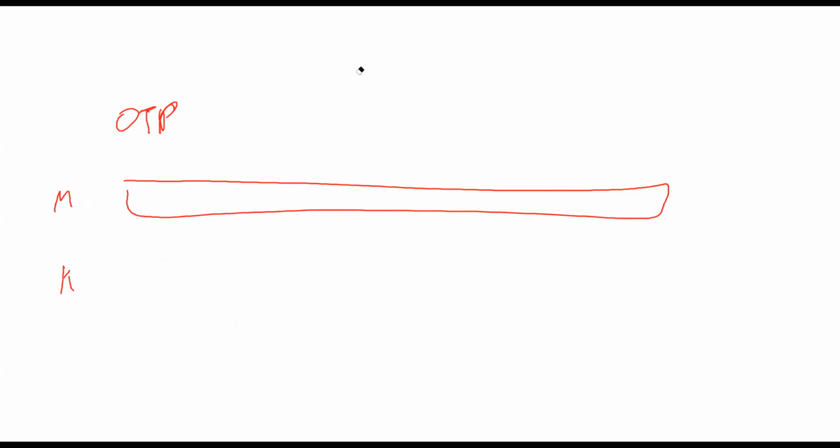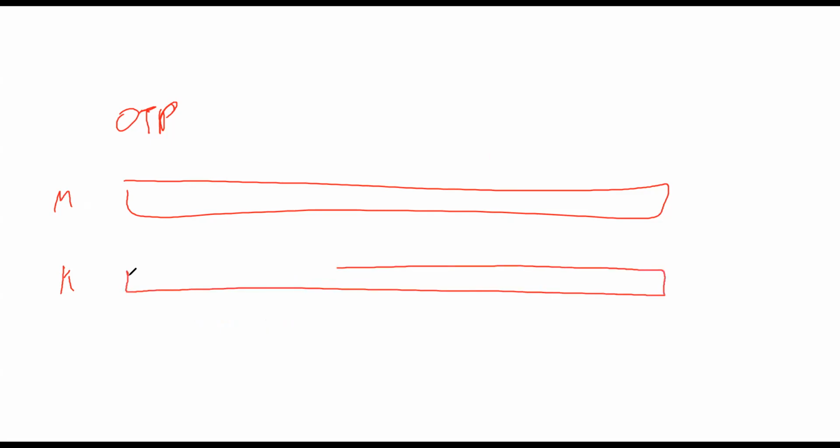However, in the OTP, as Shannon describes in his discussion, the key has the same length, and the key should be as random as possible, right? So what is called pseudo-random.